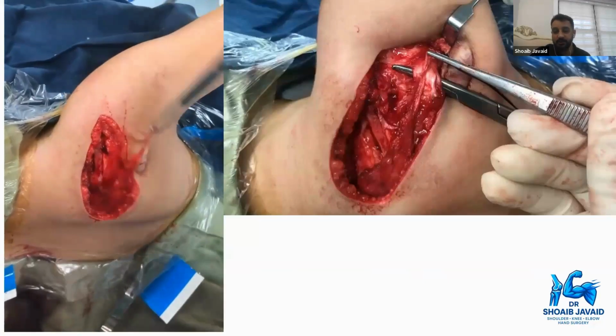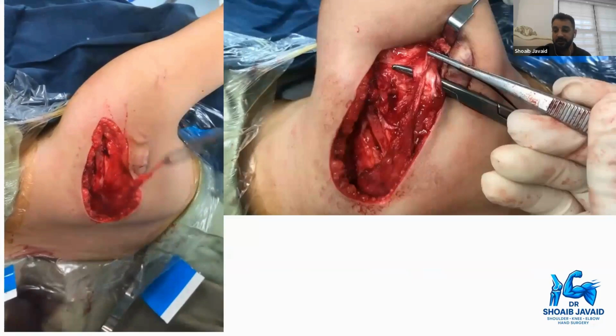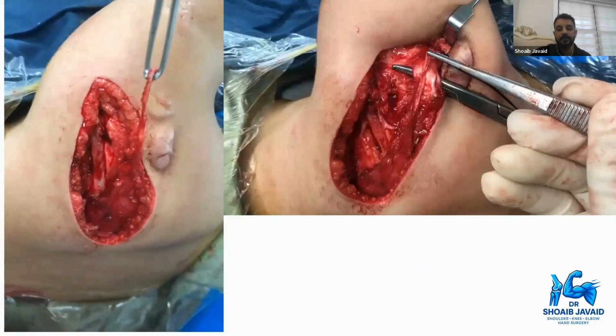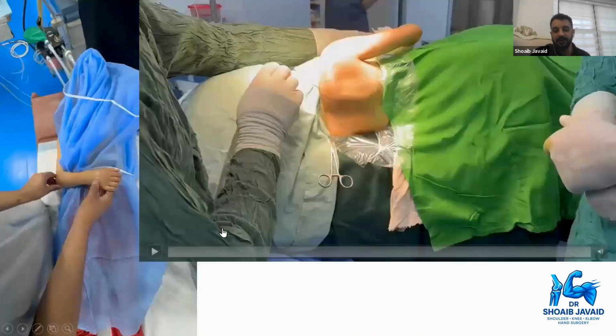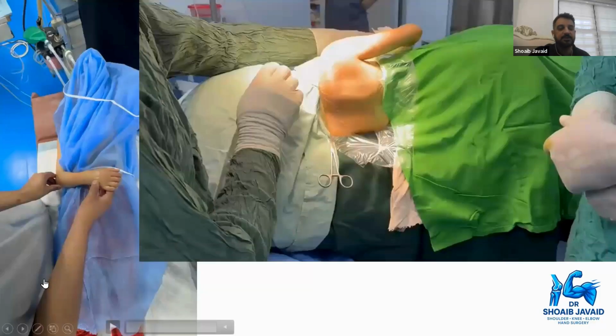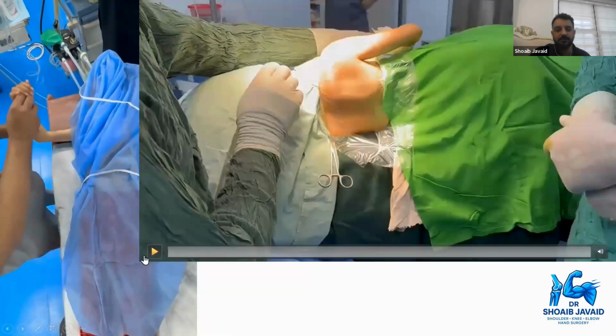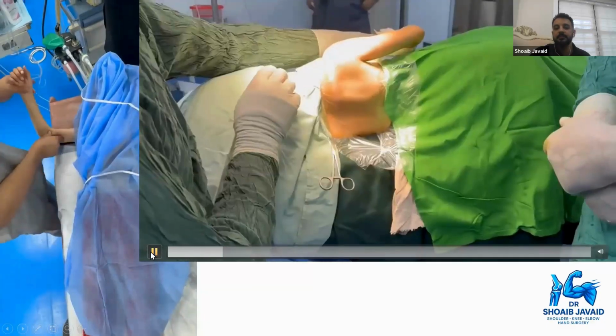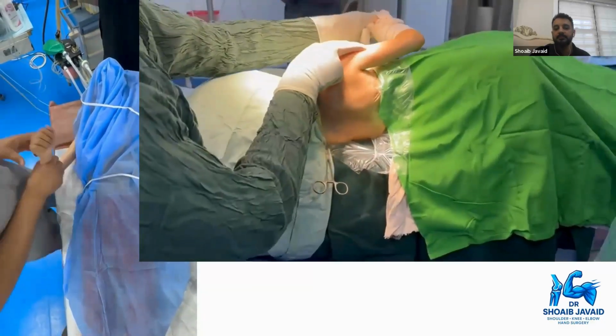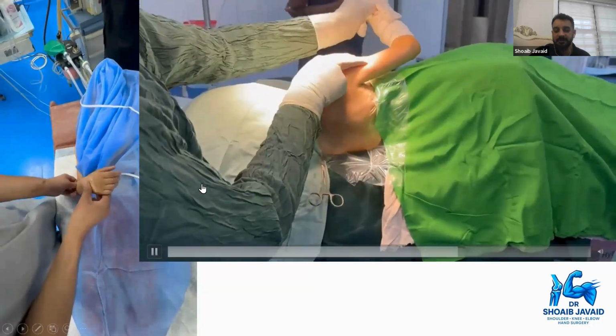So an interposition graft is not needed like in adults. So this is the transfer. Now I'll show you another case in which we recorded everything. This is a patient who had an internal rotation contracture that was not released already. So as you can see, there is no external rotation. You're not able to passively externally rotate.